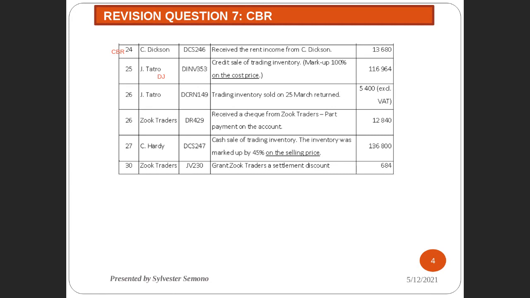Thank you, Hamza, Ongama, Ngarabile. DAJ, okay. What about the 26th? Received a cheque from Zook Traders, part payment of the account. Hamza, you are on fire. Thank you so much. It's going to be CBR.